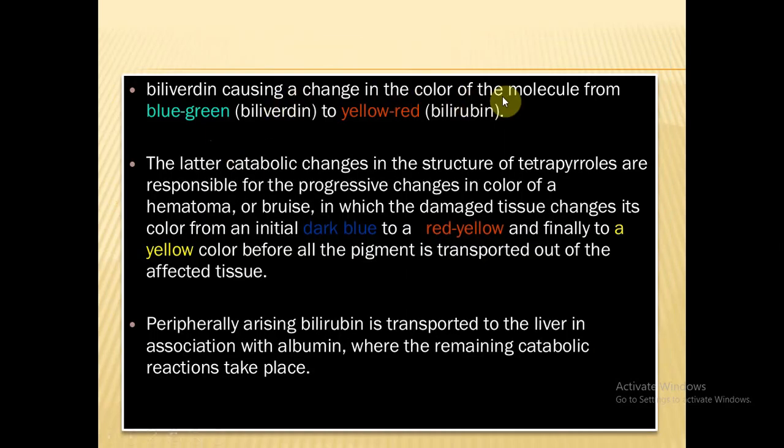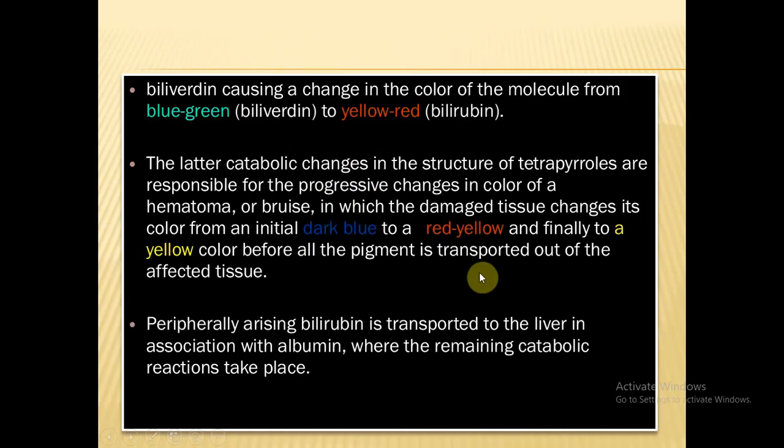Biliverdin causes a change in the color of the molecule from blue-green biliverdin to yellow-red bilirubin. The later catabolic changes in the structure of tetrapyrroles are responsible for the progressive change in the color of a hematoma or bruise, in which the damaged tissue changes color from initial dark blue to red-yellow and finally to yellow, before all the pigments are transported out of the tissues.